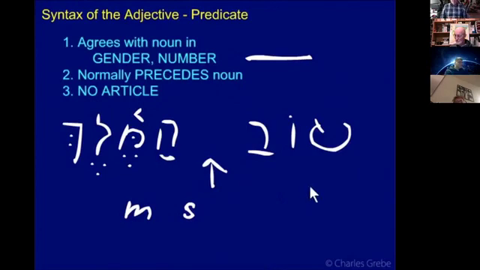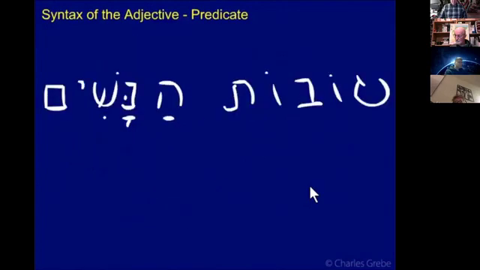Where the king is good. Okay, let's take a look at another example. Tovot Hanashim. Okay, so does it agree in gender and number? Nashim we know is women, and Tovot, well, this is feminine, even though it looks like it isn't. This is one of those gender flip words, but women are certainly feminine, so we agree in gender. Number, im and ot, both plural, so that's fine.